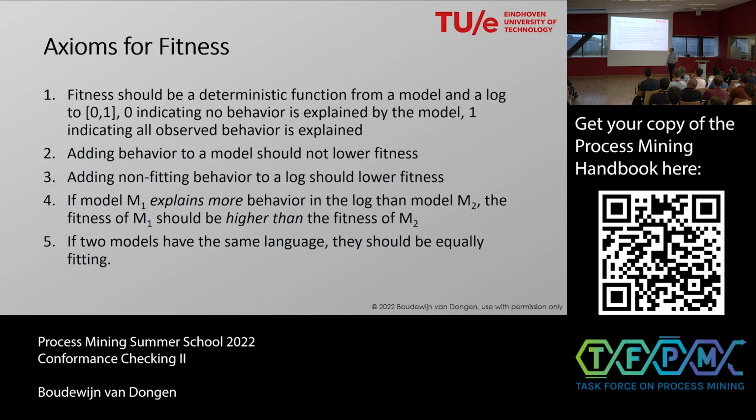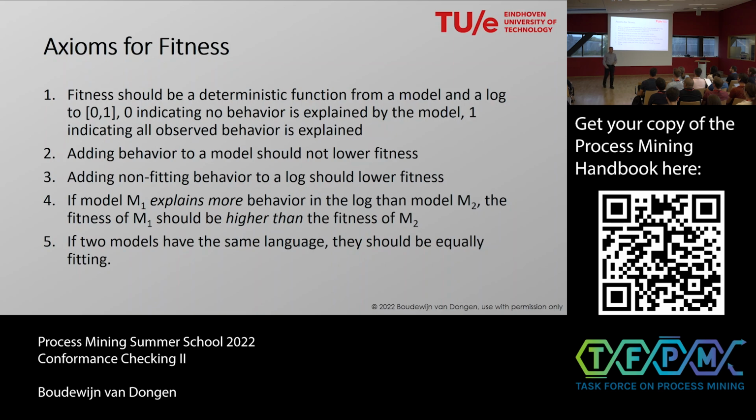I don't have the time to go into detail on all of them, but I want to mention those for fitness, because those I think we can all agree on. Fitness should be between 0 and 1. That's easy. If we add behavior to the model, fitness should not go down. For a given log and a given model, if I'm adding behavior to the model, fitness should not go down. In the best case, I'm adding behavior to the model that's not in the log, so fitness should stay the same. In the worst case, I'm adding behavior that I already observed, so fitness should go up. Adding non-fitting behavior to a log should lower the fitness. If I expand my log with a sequence that is not in the model, fitness should go down.